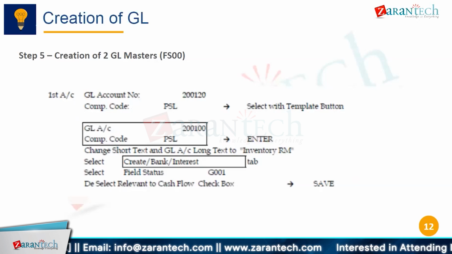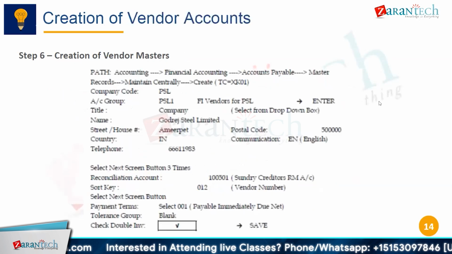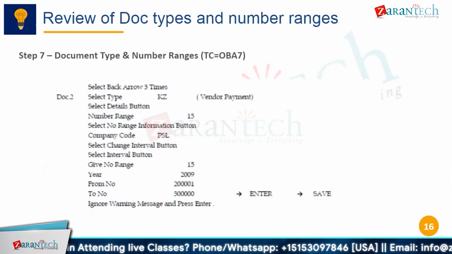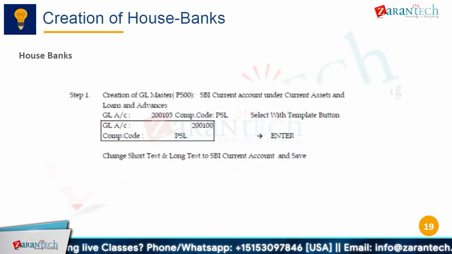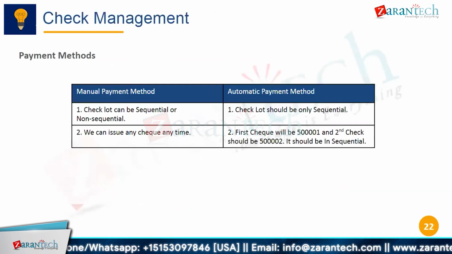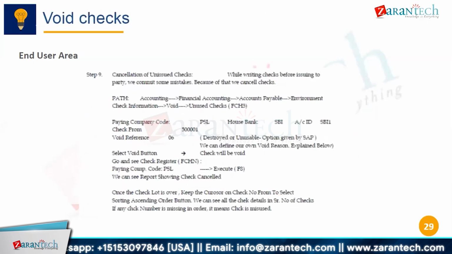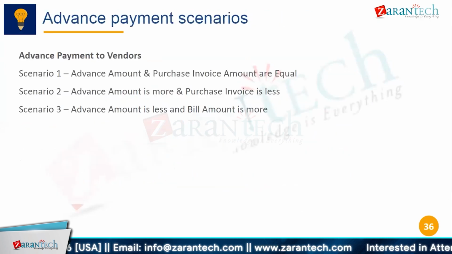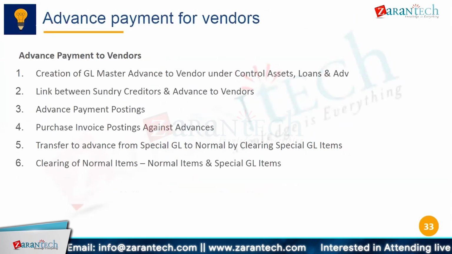You can skip this part until you have completed the GL, the first part, and you have completed the customer and vendor main configurations. Then you can go into creating document types and number ranges. This is just how to go about it. House banks, we will do that a little bit later. Check lots, end user activities. So these are the few things which we will have to set up also.